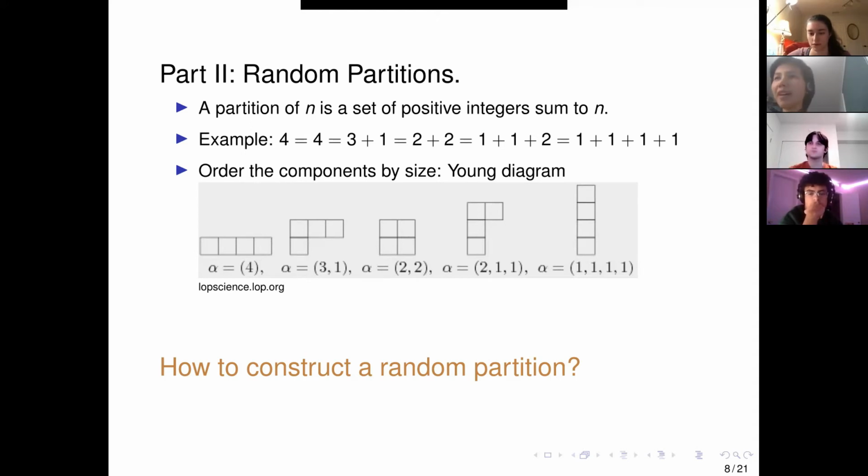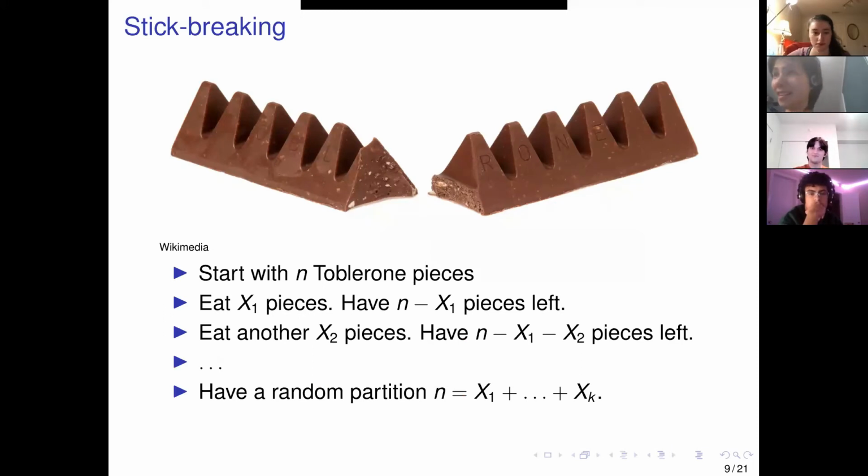Great. So Ryan's method is what probabilists call a stick breaking process, right? So here's an example.